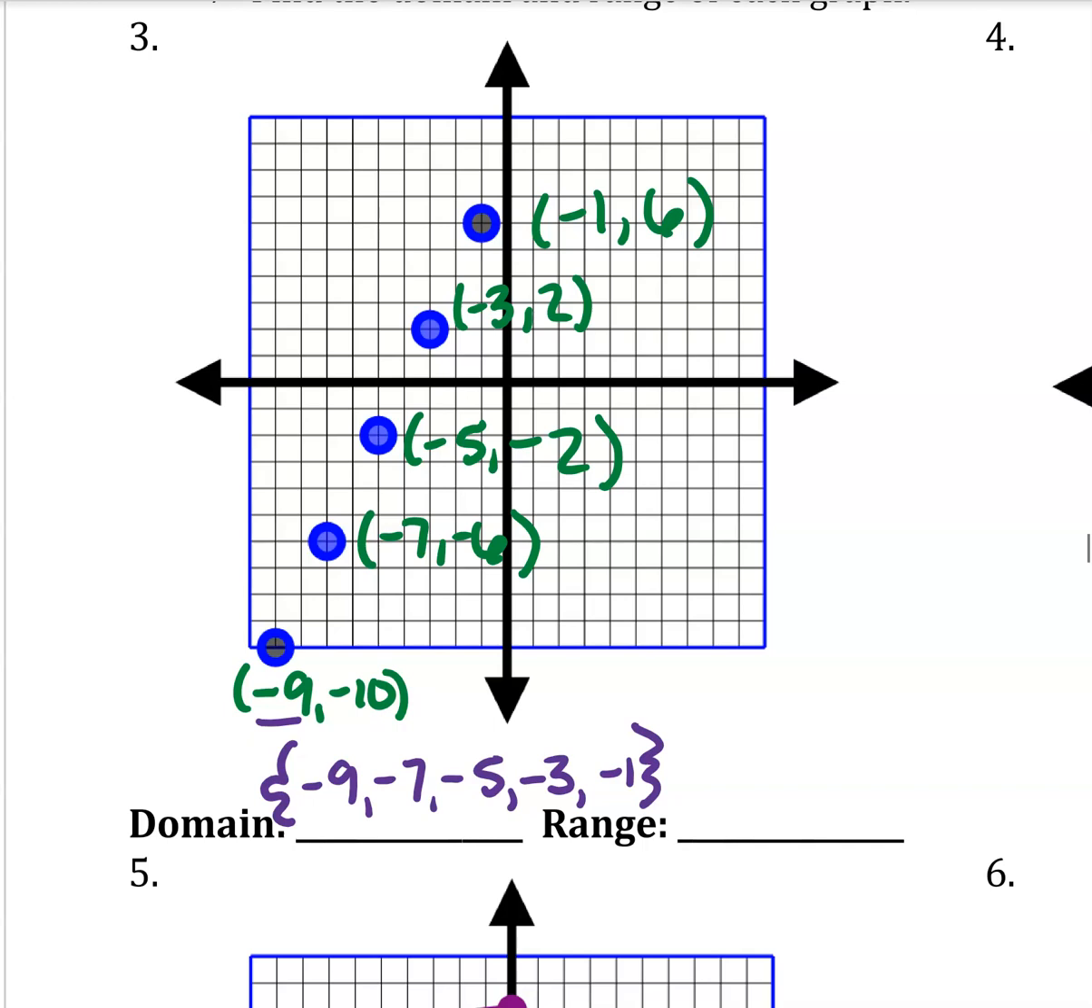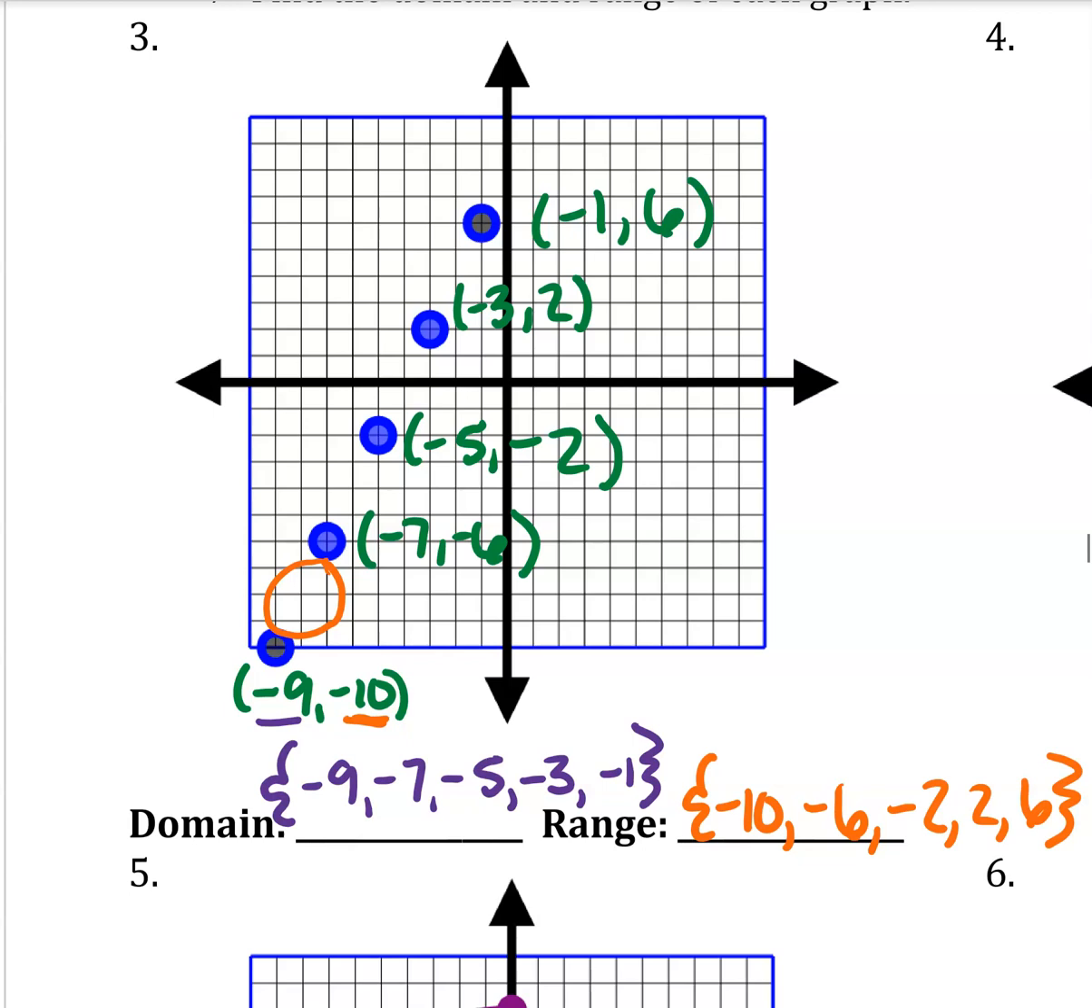We're going to make a list of the y values. So all these guys right here. So -10, -6, -2, 2, and 6. Because they're points, you don't want to say, oh yeah, the x's go from -9 to -1, because there's all this empty space right here where there's nothing. So that actually doesn't really count as part of the domain and part of the range.